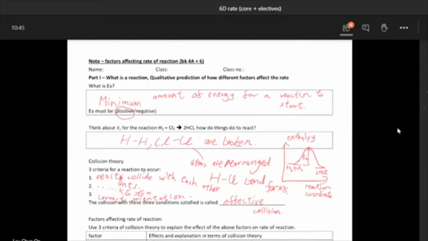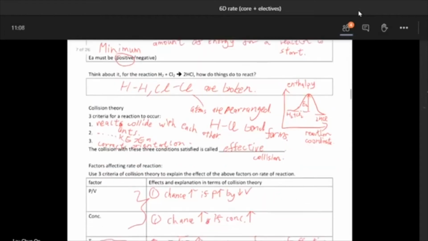To recall your memory, what you learned last lesson is about some theory of the reaction. The first concept is what EA is: EA is the minimum amount of energy for a reaction to start. And then you may ask, if you refer to the enthalpy level diagram or the energy profile, what is the use of the EA?